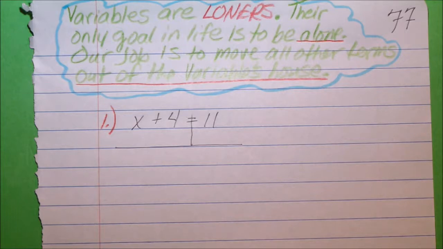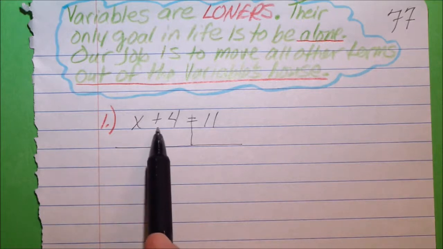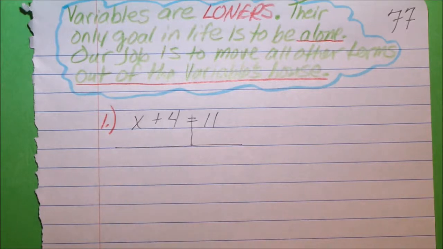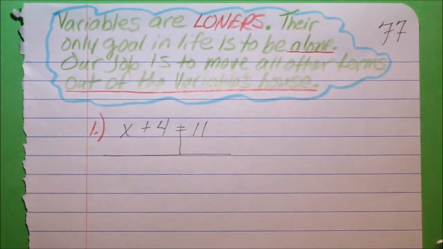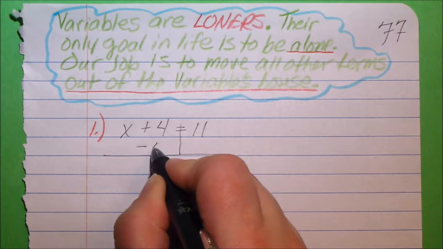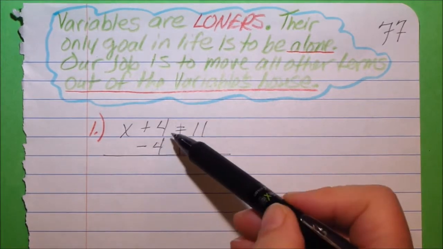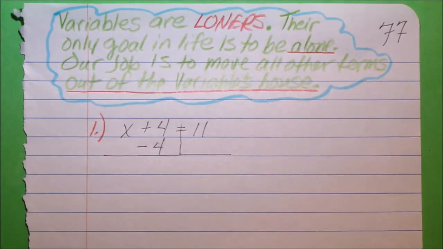So how can we do that? How can we get rid of that 4? Well, this is where the inverse operations comes in. I see that there's a plus sign right in front of the 4. That could mean positive, that could mean addition. But one thing I know for sure, inverse operations tells me that if I subtract 4 from here, what do I get? 4 minus 4 is 0. That would make the 4 gone.